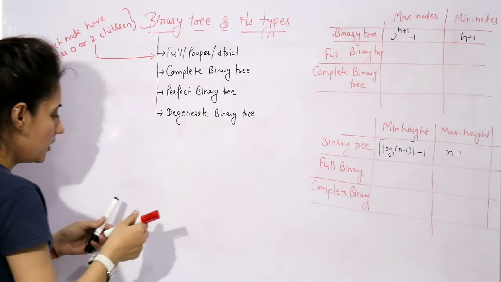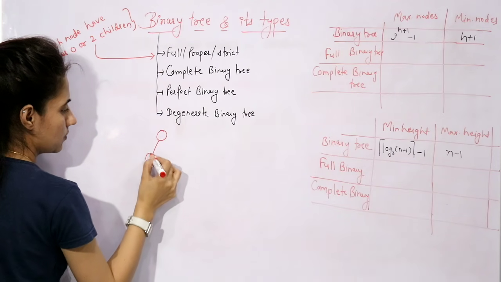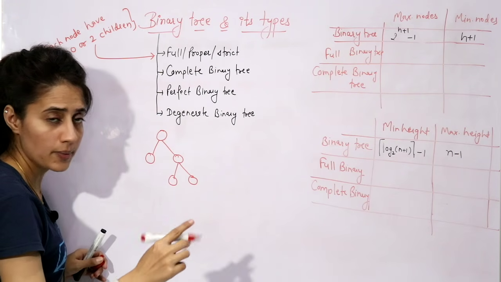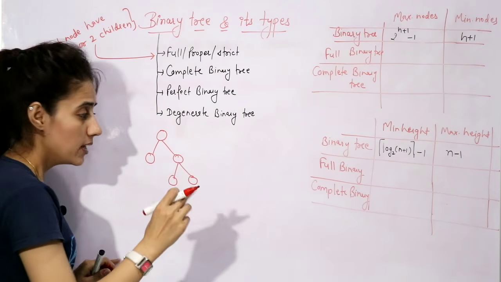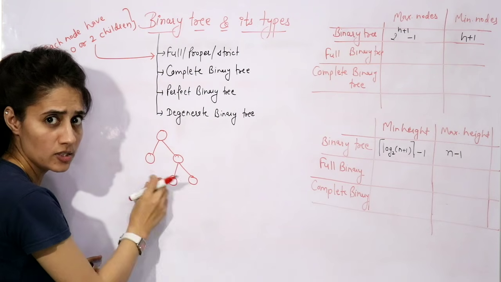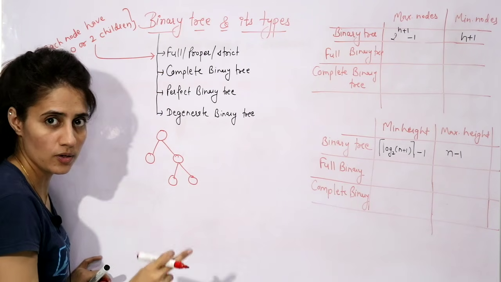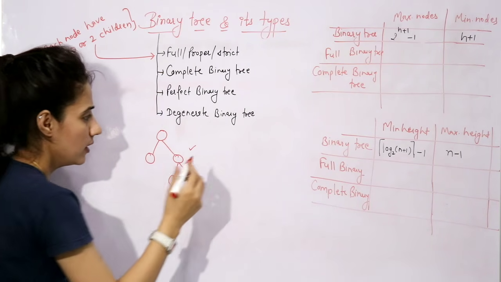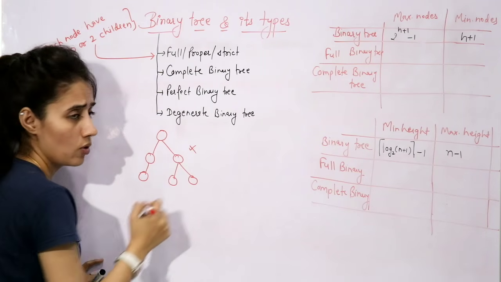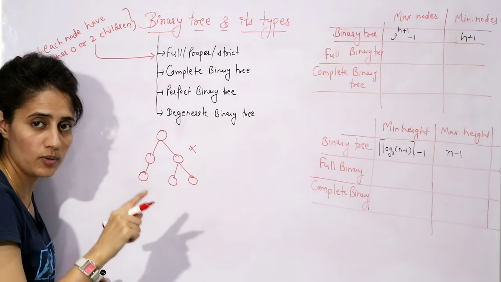Now see, what is a full binary tree? If I draw something like this, is it a full binary tree? Yes, because it is first of all a binary tree, plus each node is containing either 0 children, these are leaf nodes, or 2 children. This one has 2 children, this one has 2 children. So this is a full binary tree. Now is this a full binary tree? No, this is not. Why? Because this node has only one child, but that is not possible in a full binary tree.